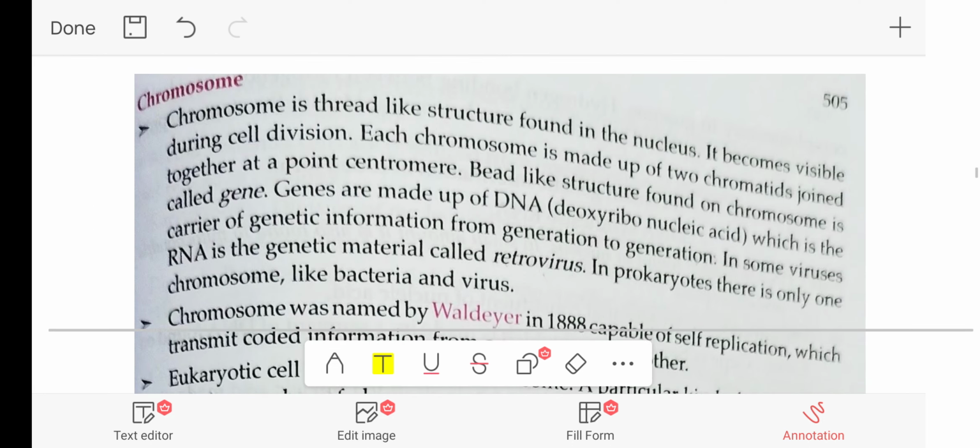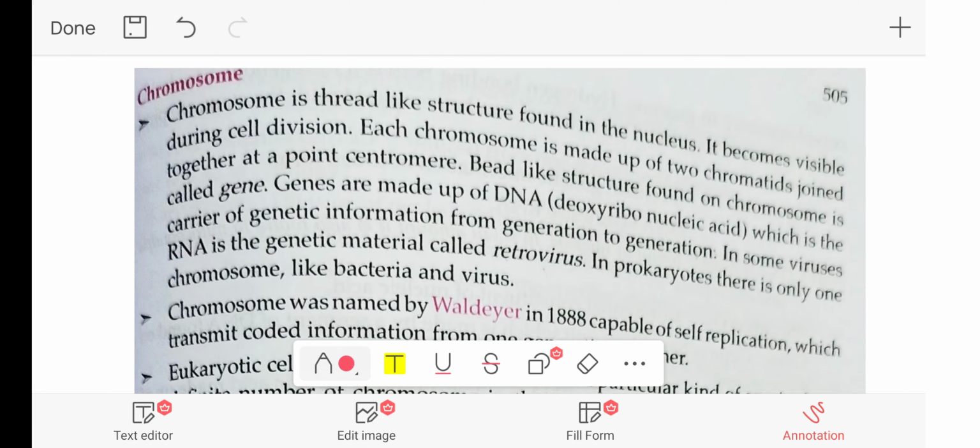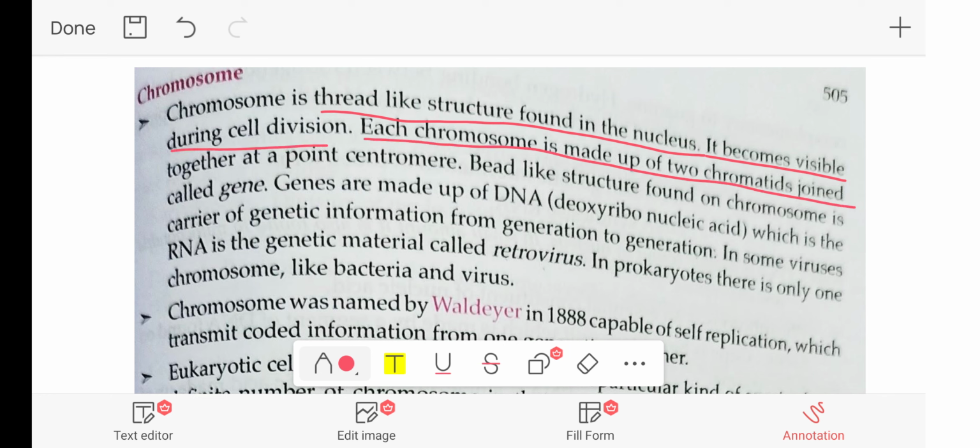Now we'll read about chromosome. Chromosome is a thread-like structure found in the nucleus. It becomes visible during cell division. Each chromosome is made up of two chromatids joined together at a point called the centromere.